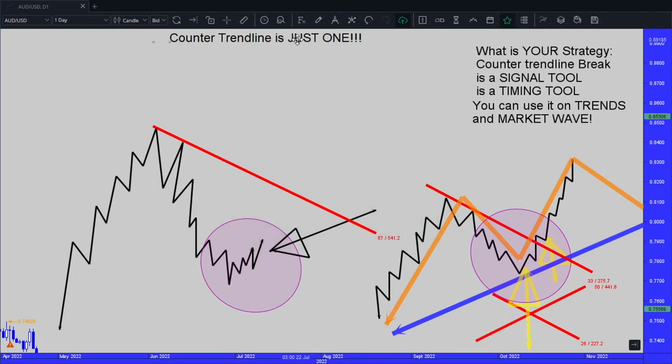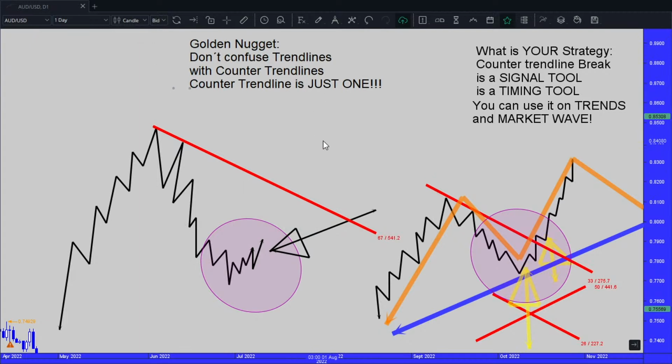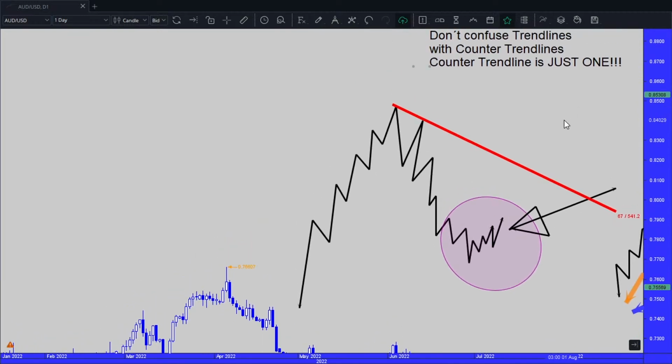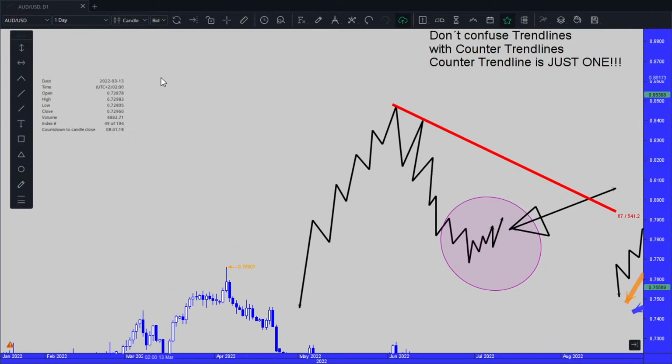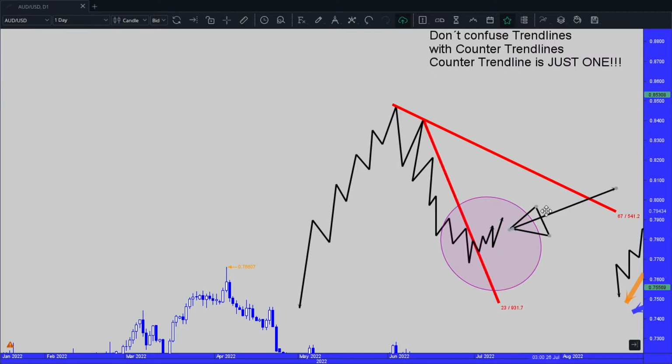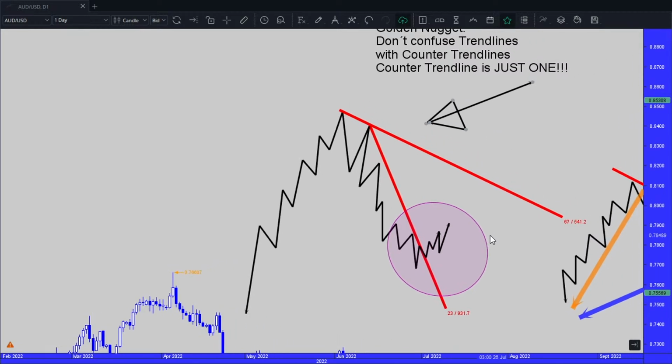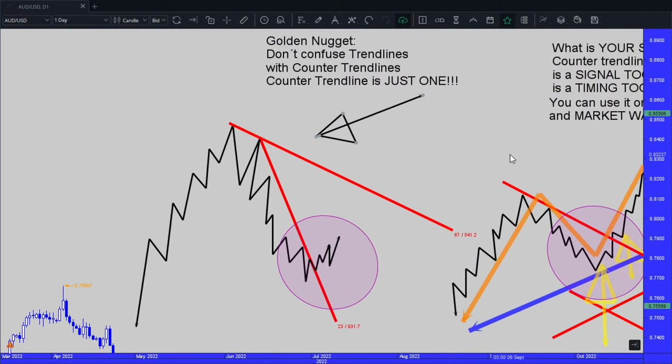Make sense, everybody? Golden nugget, don't confuse trend lines with counter trend lines. Counter trend line is just one. Okay, if you do, listen to me very carefully, and thanks for the comment, by the way. If you do something like this, okay, this is not the counter trend line anymore, but you are saying, oh, this is the long-term trend line or the medium trend line, and this is the short-term trend line or the medium trend line. Make sense, everybody? This is why this is so confusing sometimes and difficult. Make sense?